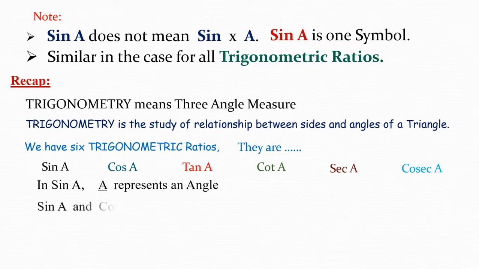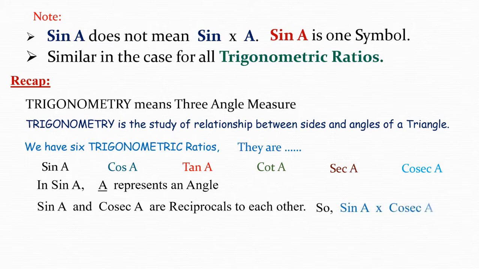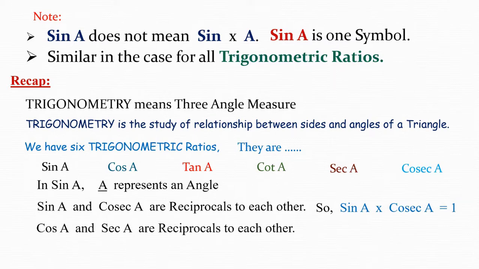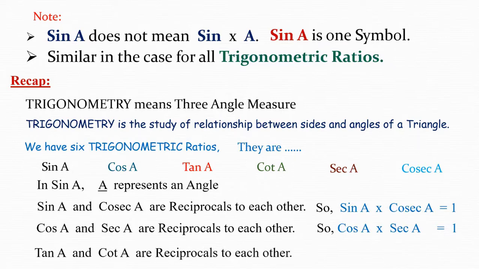Sin A and cosecant A are reciprocals to each other. So sin A into cosecant A equals 1. Cos A and secant A are reciprocals to each other. So cos A into secant A equals 1. Tan A and cot A are reciprocals to each other. So tan A into cot A equals 1.